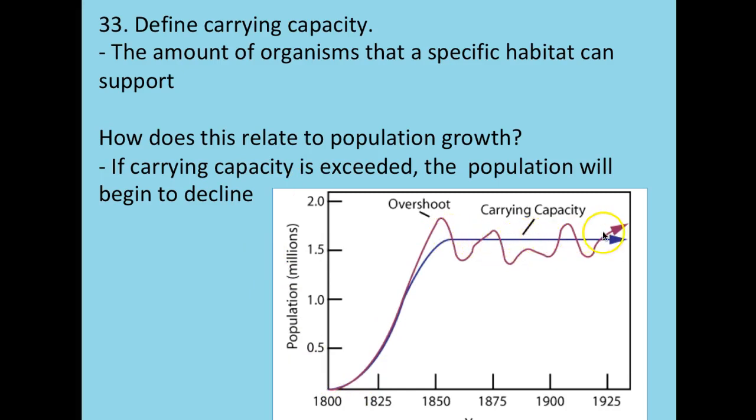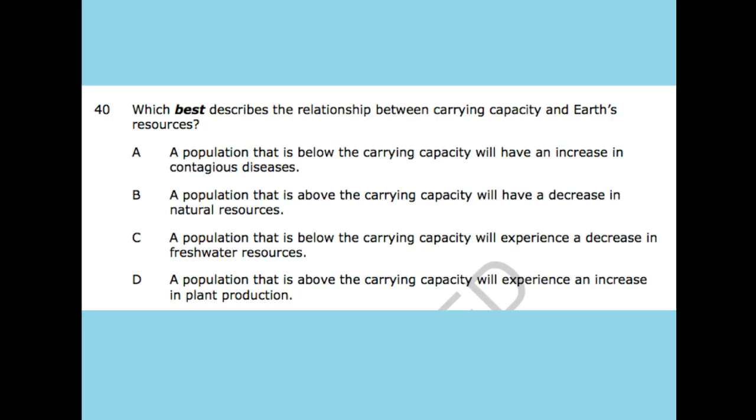This blue line represents the carrying capacity, and when you have an overshoot of the population, there are too many organisms for that habitat to hold, then it starts going down because organisms start dying, either from competition, or from lack of resources, like starving because it can't get the food that it needs. Which best describes the relationship between carrying capacity and Earth's resources? A population that is above carrying capacity is going to end up having a decrease in natural resources because all of those animals are going to be trying to get the food and the water that's available.